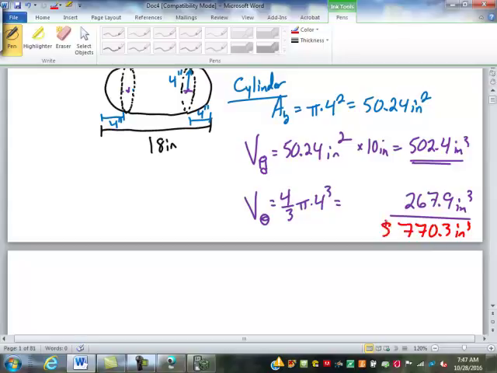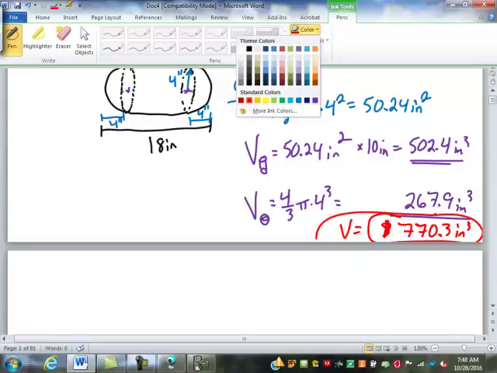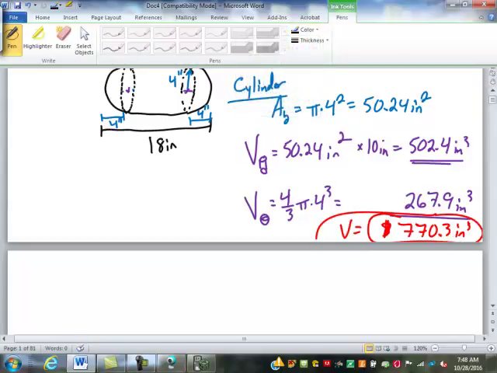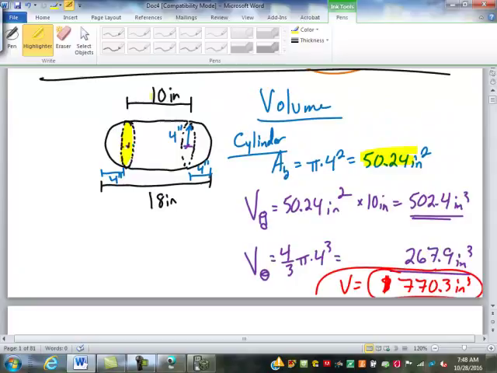You get 770.3. That's my total value. Anybody get that? Halfway? Why did you do the 502.4? From the cylinder, the area of this circle here is 50.24, and I multiplied by 10 inches of length for the cylinder.